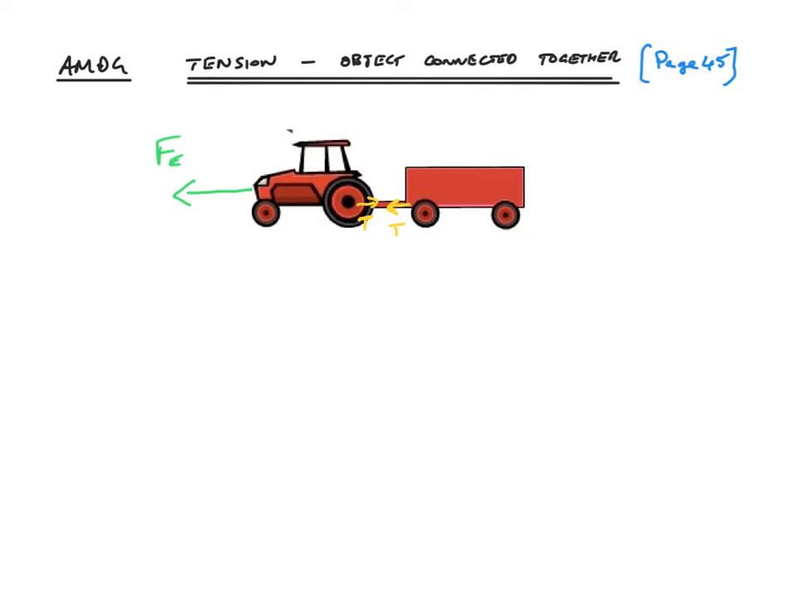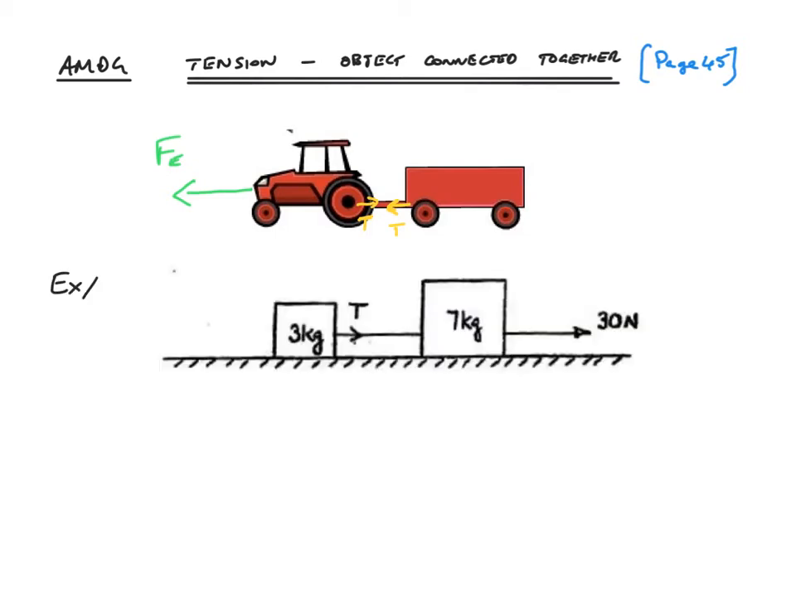So you get the tension on the object at the back pulling it to the left, and you get the tension acting on the object at the front pulling it to the right. So that's the picture of what's happening in terms of tension. We're going to look at a simple example that's taken from page 45 of your textbook. So this is the scenario.